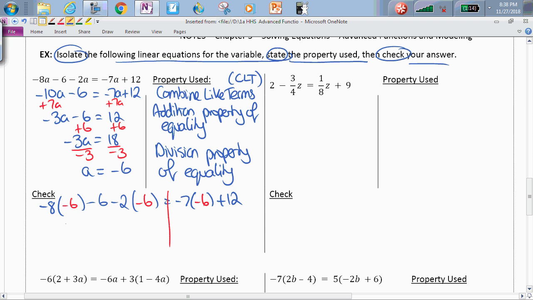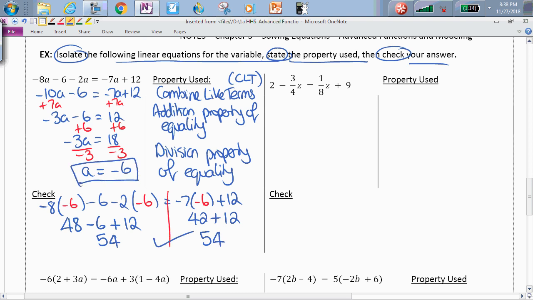So negative 8 times negative 6 is 48. Minus 6. Negative 2 times negative 6 is plus 12. 48 minus 6 plus 12 is 54. On this side we have 42 plus 12, and that's also 54. So correct. This is your final solution.